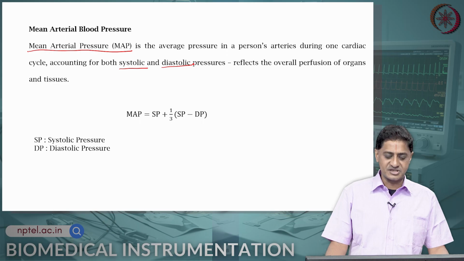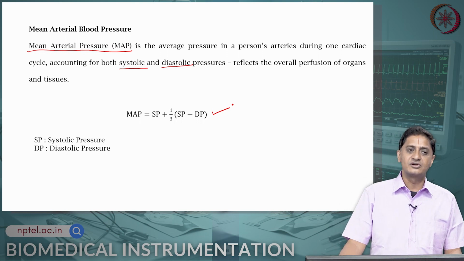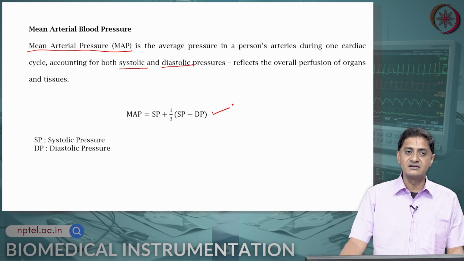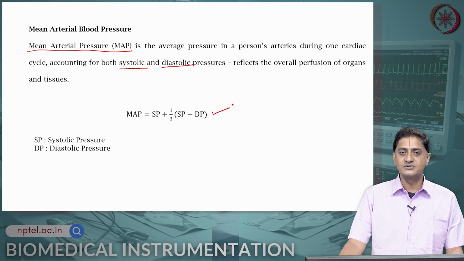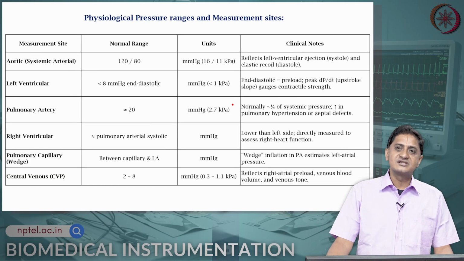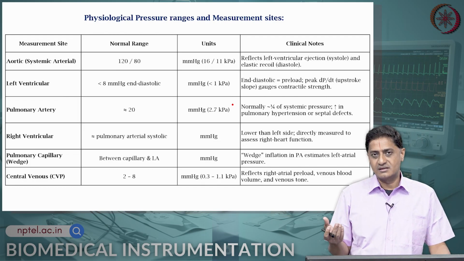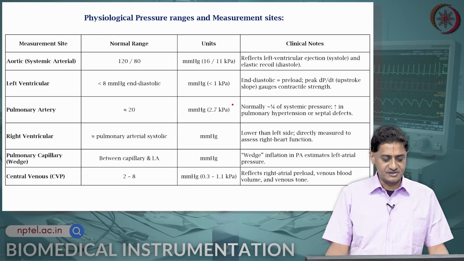This mean arterial pressure is defined as the systolic pressure plus 1/3 the difference between the systolic pressure and the diastolic pressure. This is the definition of mean arterial pressure, where SP here refers to systolic pressure and DP here refers to diastolic pressure. Several physiological pressure ranges for various sites at various critical time points are presented here.